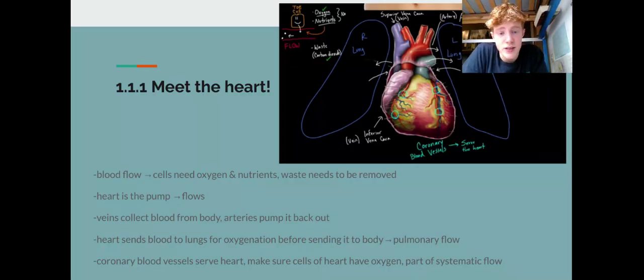They serve the heart, and these are part of the systemic flow, because it goes from your heart to, well, your heart, which is part of the rest of the body. If it would be part of the lungs, then it would be part of the pulmonary flow, which it is, of course, not. Our body lives on cells. That's why every single cell has to be waste removed, has to have nutritions, and of course oxygen.